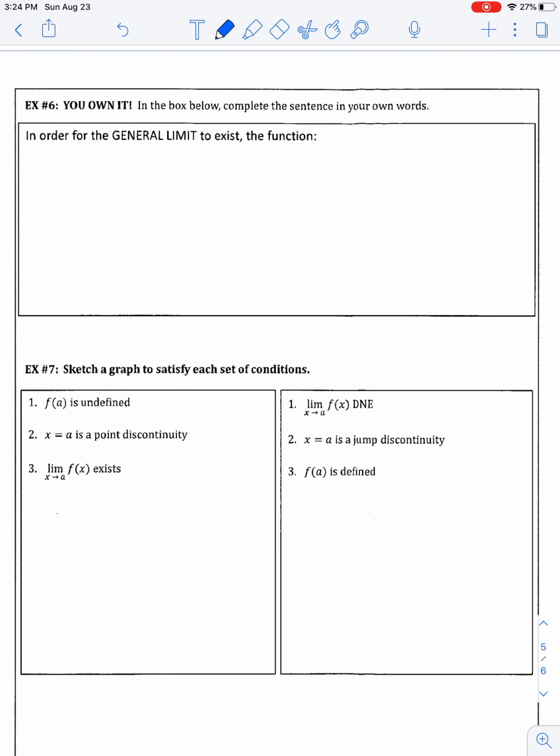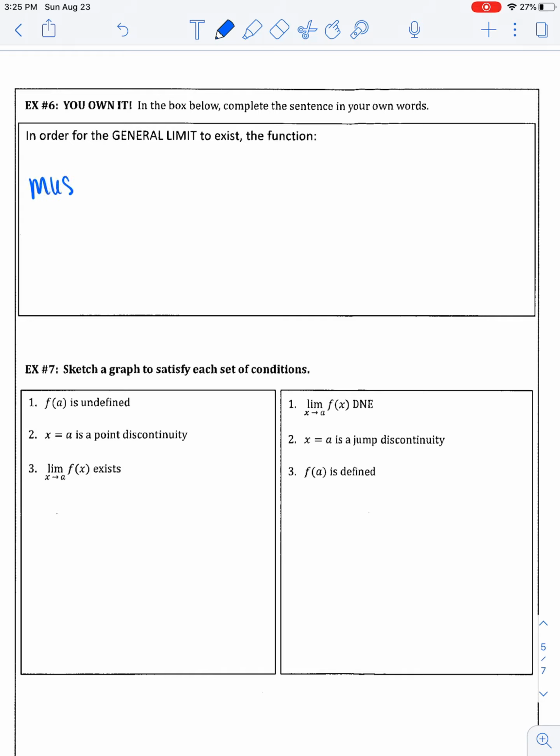All right. In the box below, complete the sentence in your own words. In order for the general limit to exist, the function... Okay, so here I'm looking for a sentence with very little math symbols. So see if you can write a sentence that tells me why, in order for the general limit to exist, the function must what? So pause the video, and write out a rough sketch of a sentence for that.